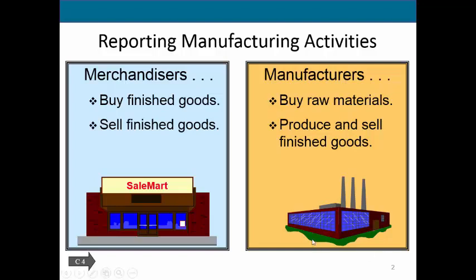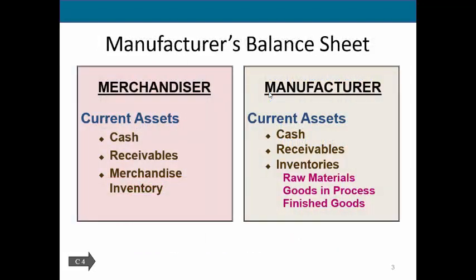By definition, a merchandising company is someone who buys goods in order to simply resell them. They're a retailer. A manufacturer, on the other hand, rather than buying something to resell it, buys raw materials and converts them into a finished good, and it's that finished good that they sell.